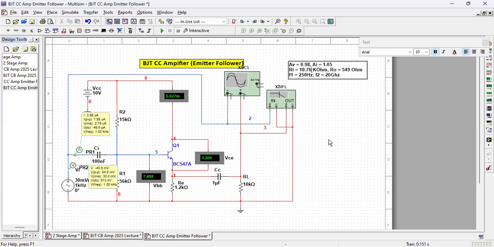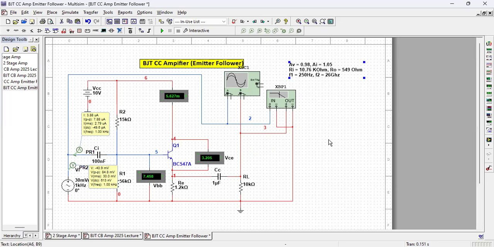If you have already noted the input resistance of common base or common emitter mode, their input resistances were smaller. We discussed in our theoretical classes that input resistance or input impedance of a common collector mode is very high.